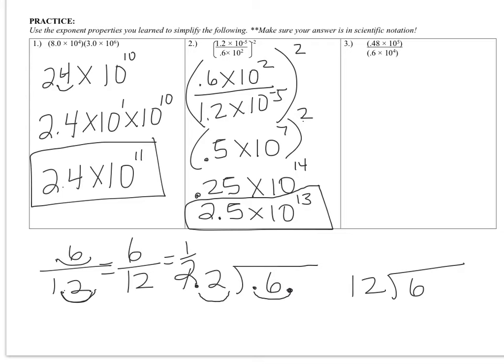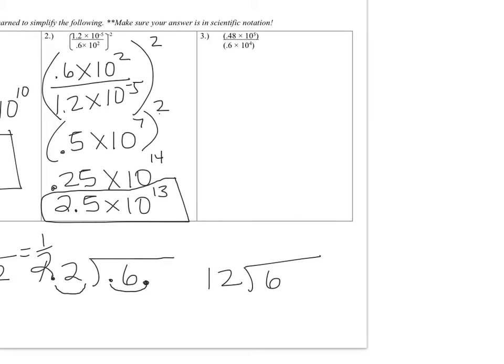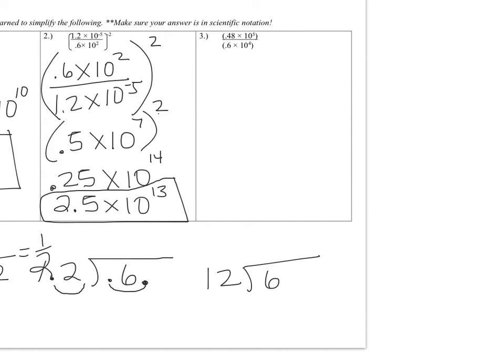All right, so now let's take a look at number 3. Number 3 is a little bit more straightforward. Slide this over a little bit so I've got some room. It's just a division problem, and the parentheses that are there don't really mean anything. They're just separating the top from the bottom.